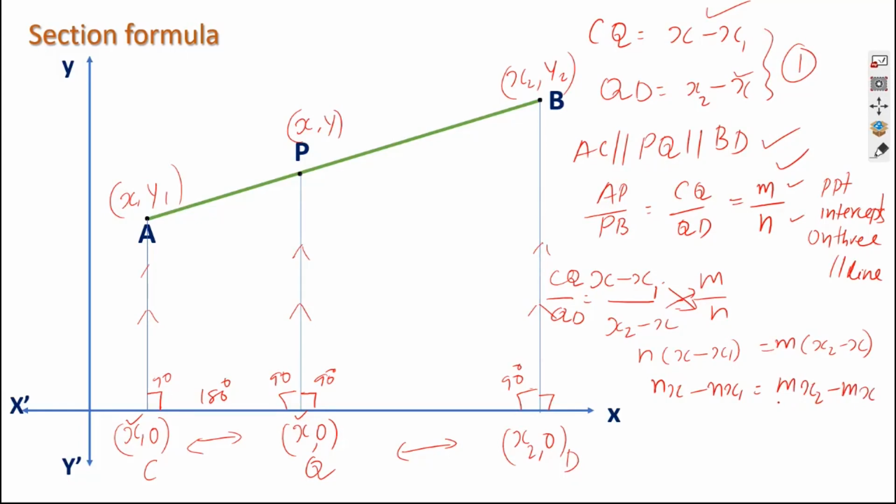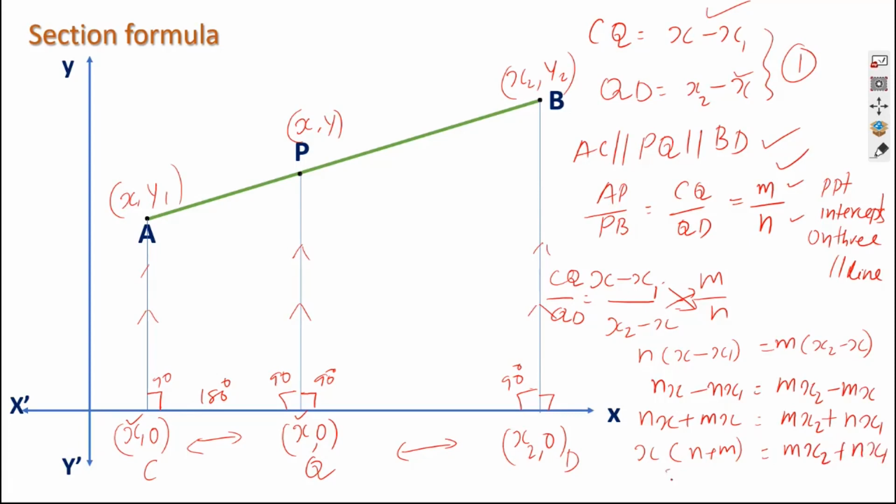And if I think of bringing x terms to the left side, I can write it as nx, bring that minus mx as plus mx, and keep mx2 here and take this over there and put it as nx1, right? This way also it can be rearranged. In that case, x into n plus m, right? M plus n is equal to, here we are having nothing common, so we'll put it as mx2 plus nx1.